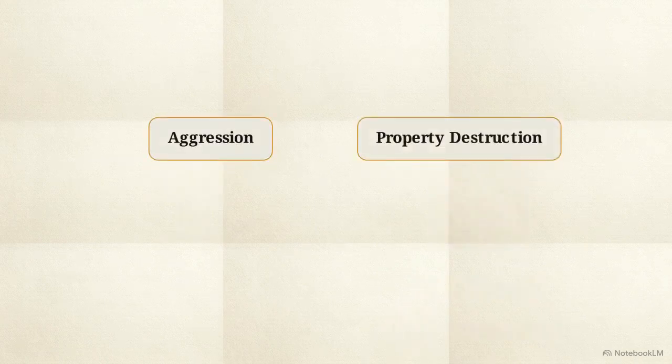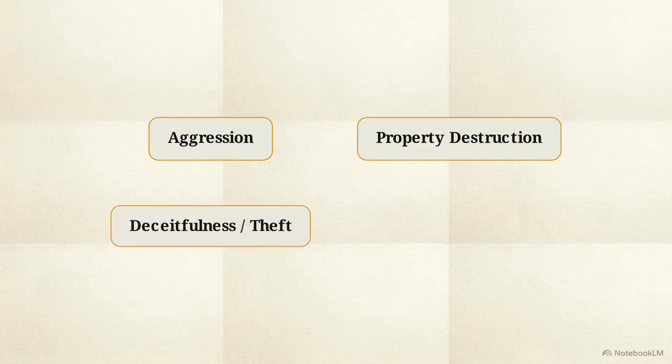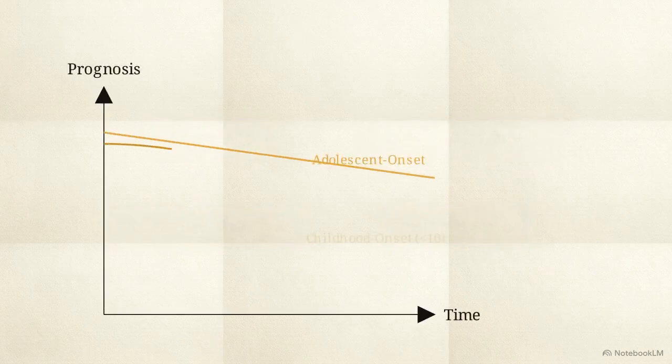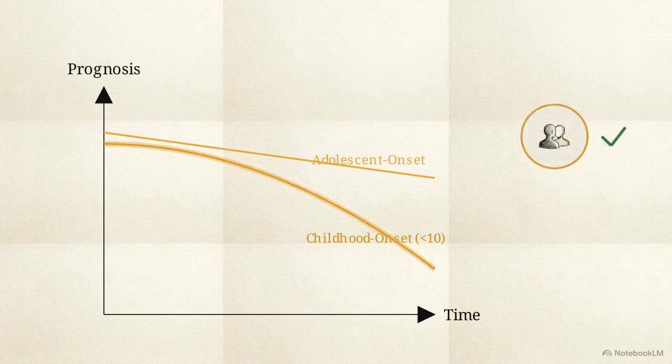These fall into 4 pillars: aggression, property destruction, deceitfulness or theft, and serious rules violations. Clinical outcomes vary based on onset. Childhood cases, emerging before age 10, carry a statistically worse prognosis than those originating in adolescence. This compounding downward trajectory indicates early onset symptoms require specialized clinical intervention, not standard disciplinary tracking.